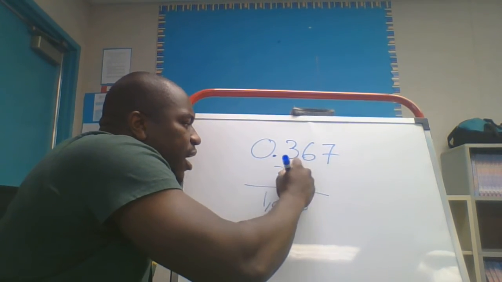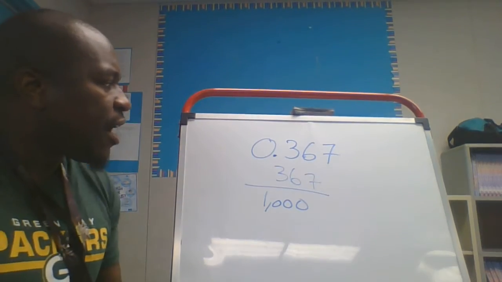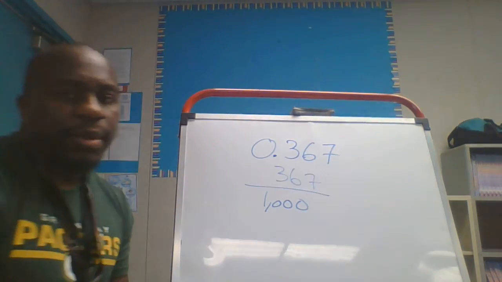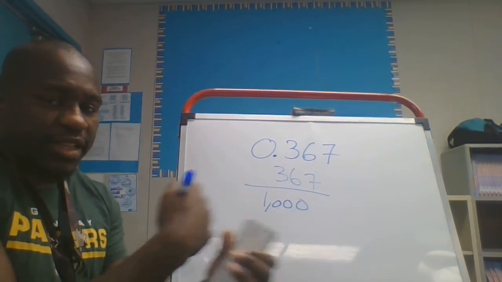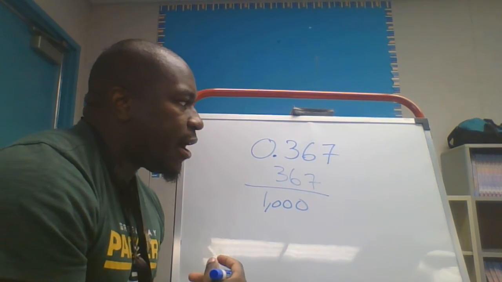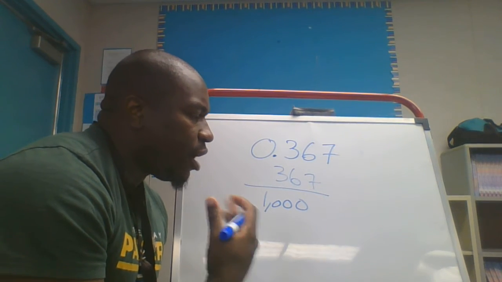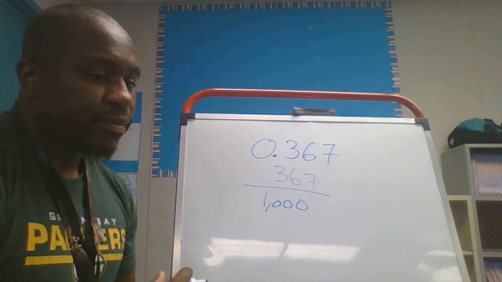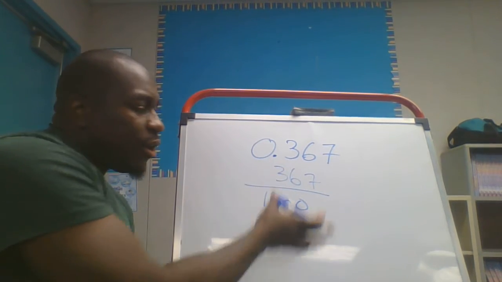367 goes on top. So the place value is determined by the last number. The last number you see will tell you if you're in the tenths place, the hundredths place, or the thousandths place. So you're here, so you have to be able to go from here.